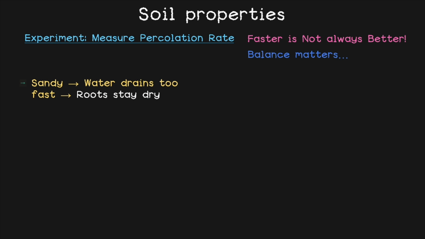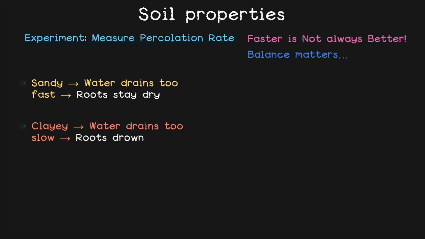So, when we think about this experiment in sandy soil, you can imagine that water drains too fast. Why? Because sandy soil has a lot of space between particles through which the water would pass easily. What would this do to the plants? The roots of the plants would stay dry because the water is percolating away.